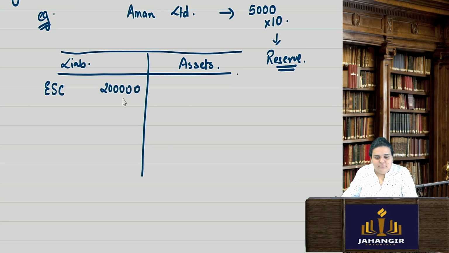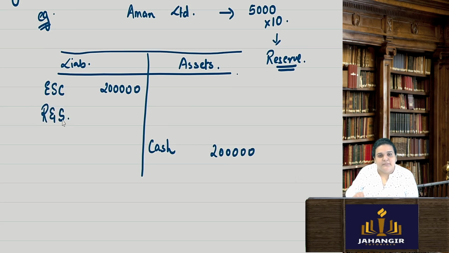When the capital comes in, cash also comes in, 2 lakhs. Now I am doing a buyback. Basically I am reducing it. So when I reduce it, I am using my reserves and surplus for the purpose of reducing my share capital. From my reserves and surplus, I am going to use 5,000 into 10, that is 50,000.